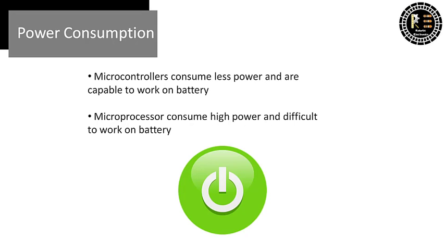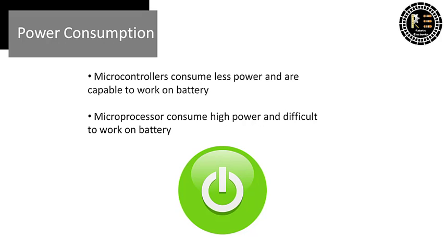Next, coming to the power consumption. As we have seen, processing power is higher in the microprocessor, so obviously power consumption will be higher too. Microcontrollers consume very little power, running up to 12 volts, so they can run on a battery, which is an advantage. Whereas microprocessors consume high power, so they need to work on an AC supply. For example, your computer contains a processor, so it needs to be connected to an AC supply to function.